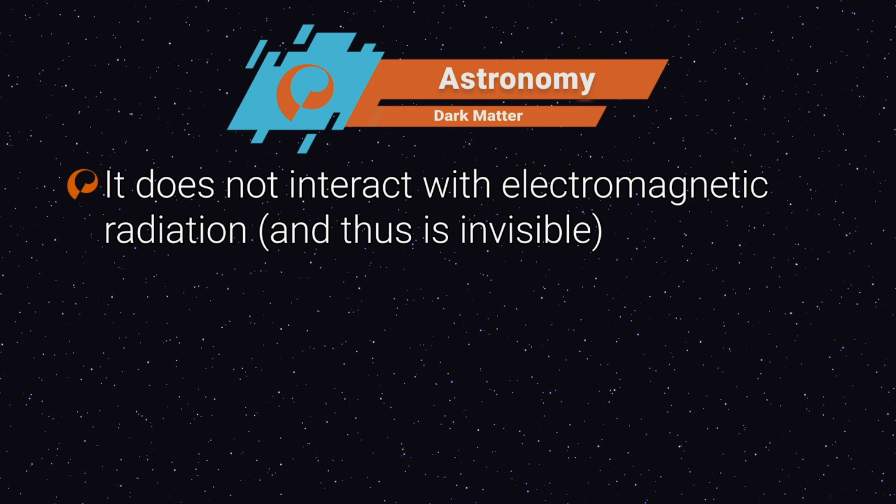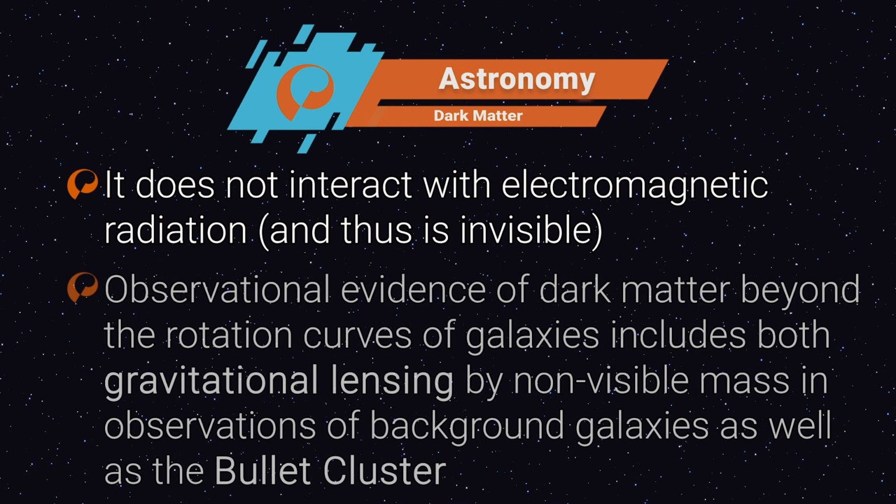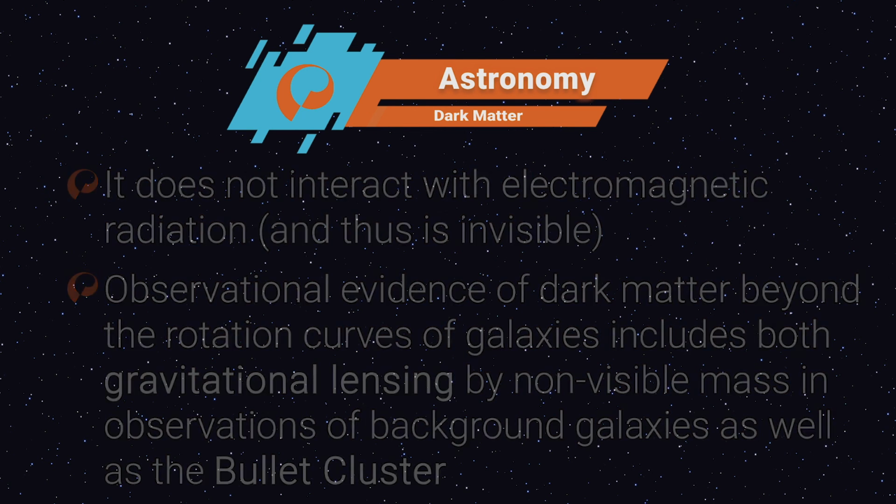First, it does not interact with electromagnetic radiation, and thus is invisible. It only very weakly interacts with normal matter. Next, observational evidence of dark matter beyond the rotation curves of galaxies includes both gravitational lensing by non-visible mass in observations of background galaxies, as well as the bullet cluster, a collision between two galaxies where the observed center of mass is far removed from the center of the visible normal mass.